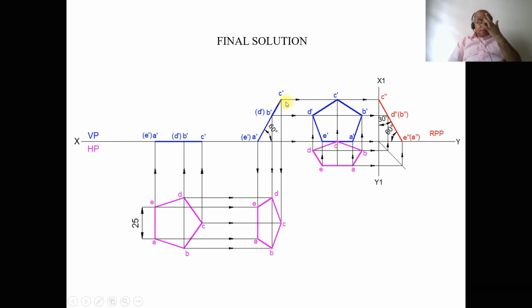Similarly, with C dash, draw a vertical projector from C dash and draw a horizontal projector from C, and both these two lines will intersect at this point. You mark this point as C.